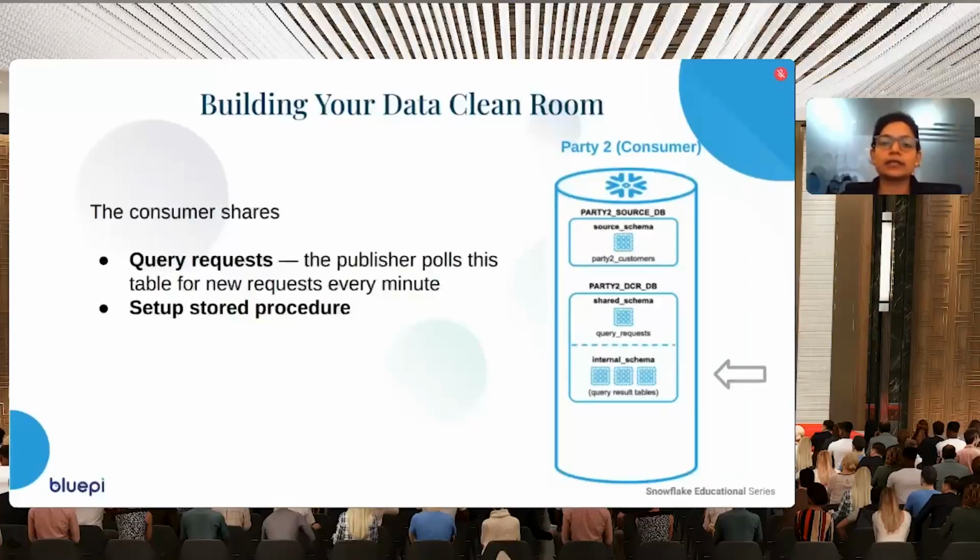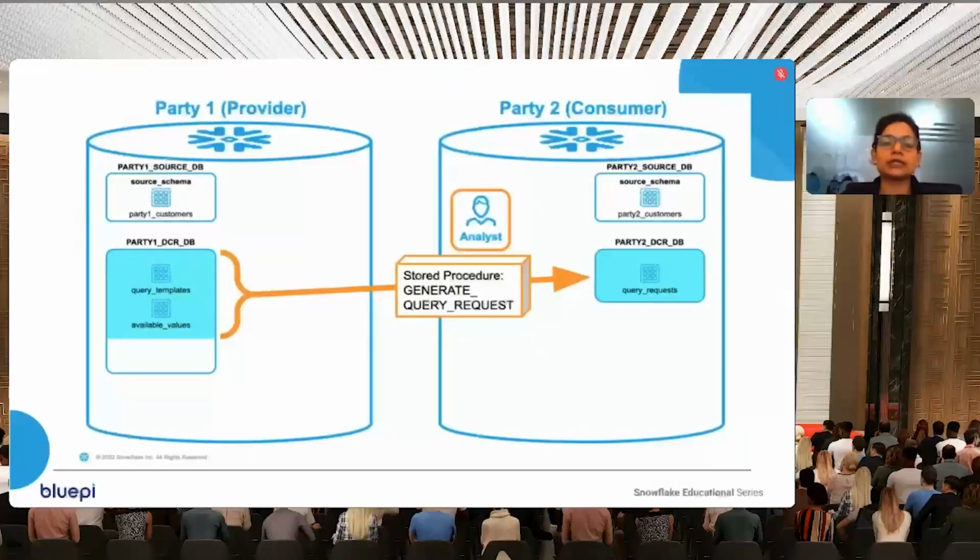The architecture pattern is repeatable, meaning that if there is a database that party 2 wants to share with party 1, then a consumer of a data clean room can become a provider by implementing the same pattern in reverse. Now let us see how the complete process takes place.